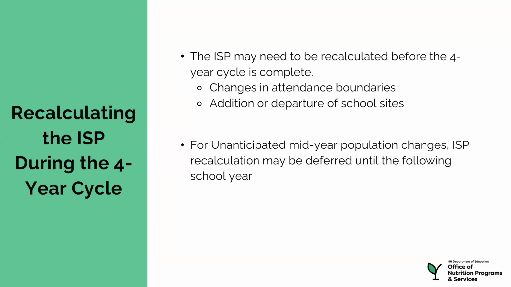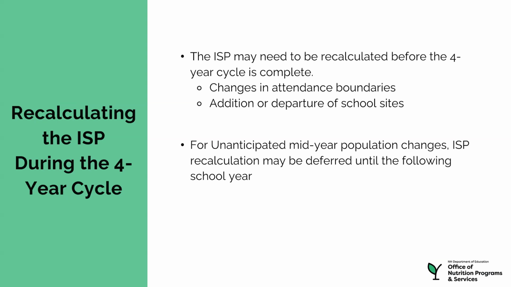So the ISP may need to be recalculated before the 4-year cycle is complete due to changes in attendance boundaries or addition or departure of a school site. For any student population changes that occur mid-year, the SAU or the group of schools or individual school may continue claiming meals using the previously identified ISP for the remainder of the school year.